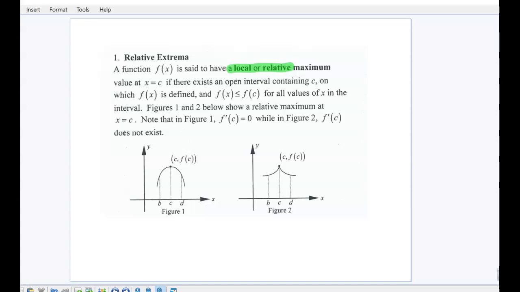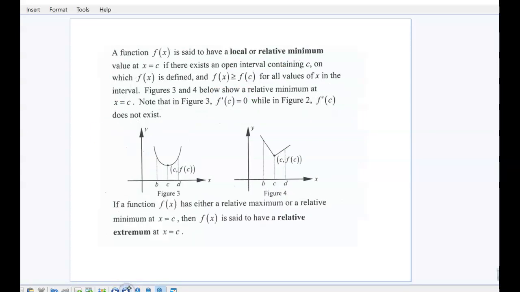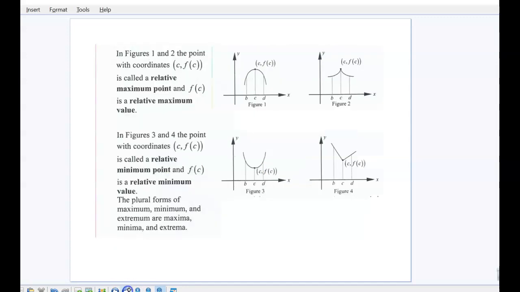So if you look at the diagram, here's a relative maximum right here, and we have another relative maximum right here. If we were to look at the derivative at those points, the derivative would either be 0 there because the tangent is horizontal, or undefined because it happens at a cusp. So relative maximums can occur where the derivative is 0 or where the derivative does not exist. Similarly, a local or relative minimum is the lowest point on the graph, and it too can occur where the derivative is 0 or where the derivative doesn't exist.